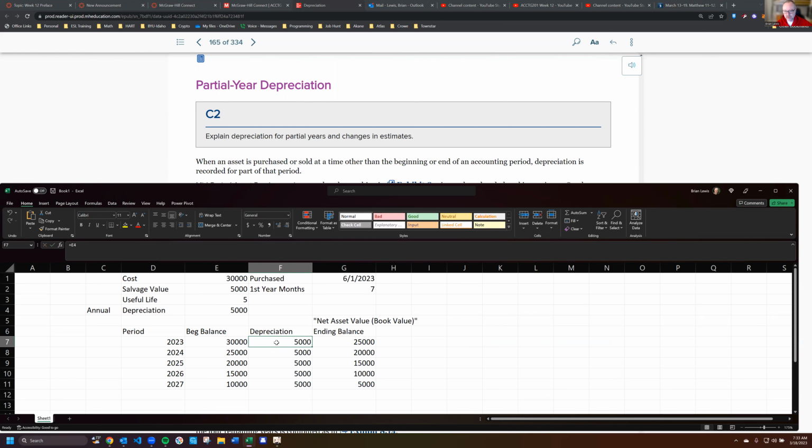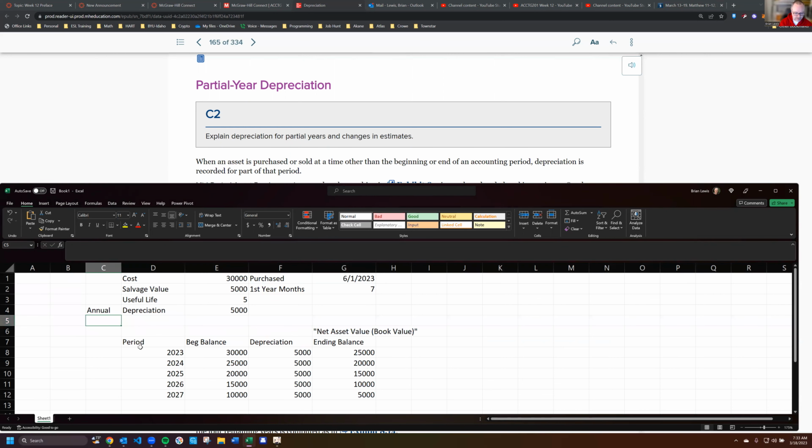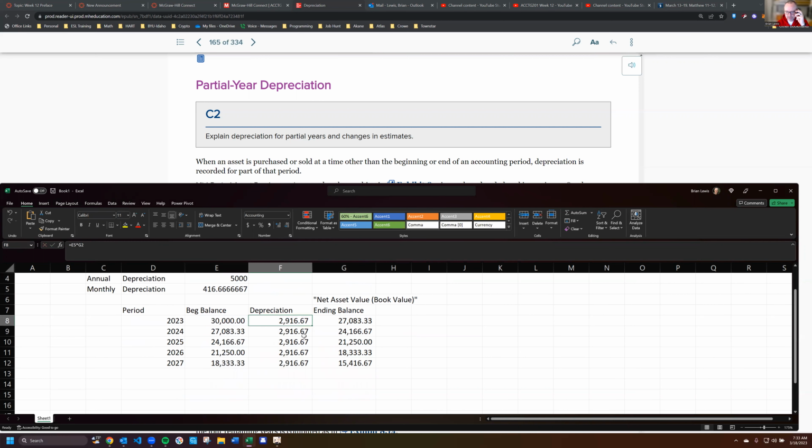So what we'd want to do is, this is a monthly depreciation. Let me insert here: monthly depreciation. Take that number divided by 12 gives you $416. So in this first year, it's not going to be the 5,000. It's going to be the 416, which is my monthly depreciation, times the number of months. Okay, and let's make this a little bit easier to read. That's going to be my depreciation per month, my ending net book balance.